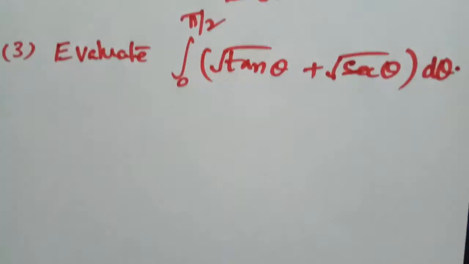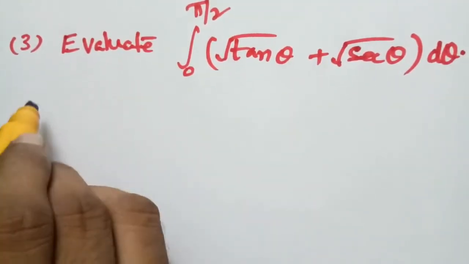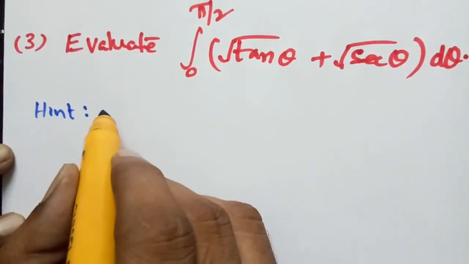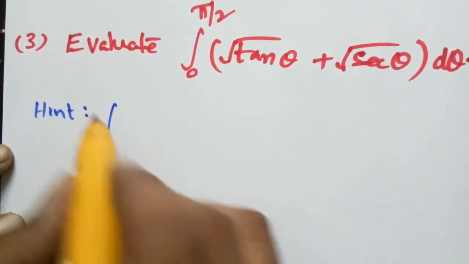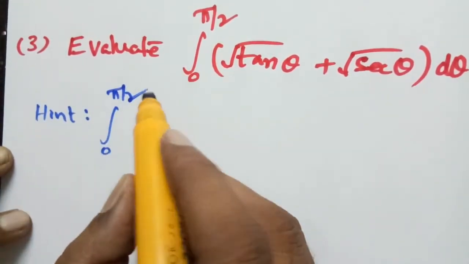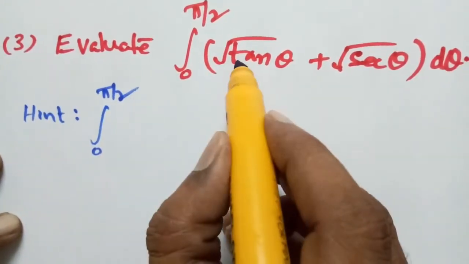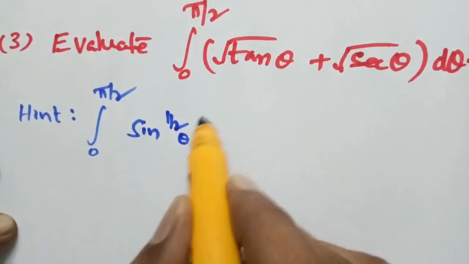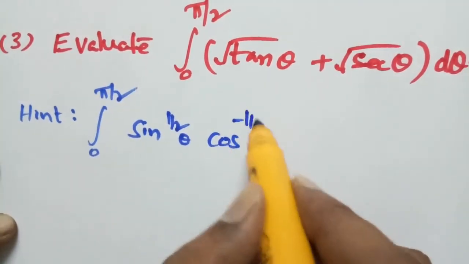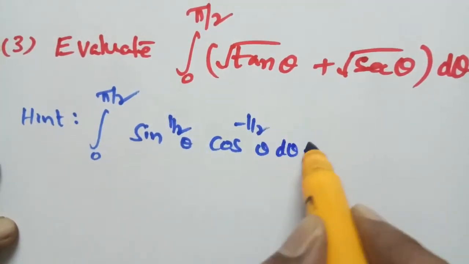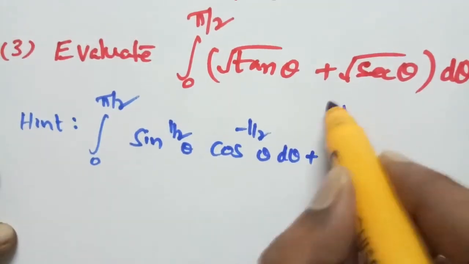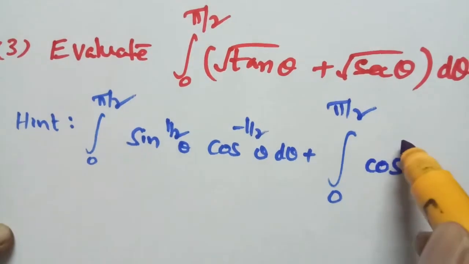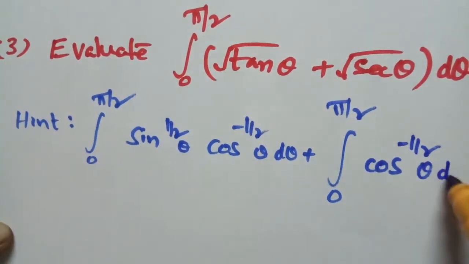So therefore, you can proceed as above. Here the square root of tan theta can be written as sin power 1 by 2 theta by root of cos theta, that is sin^(1/2) theta into cos^(-1/2) theta d theta, plus the integral from 0 to pi by 2, separating the integration, 1 by cos theta, that is equal to cos power minus 1 by 2 theta d theta.